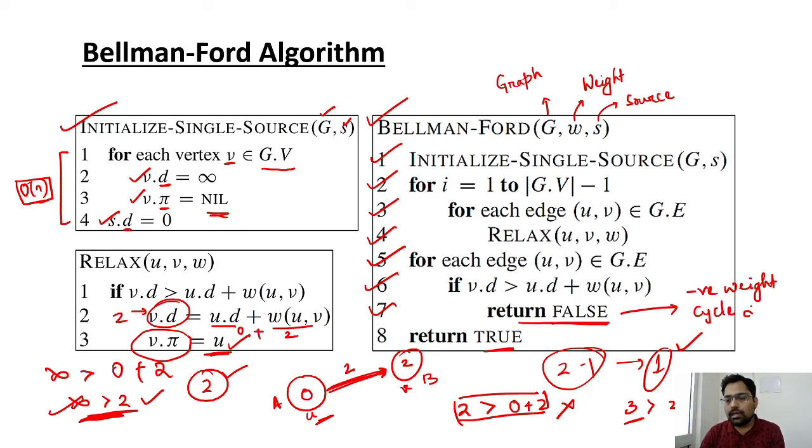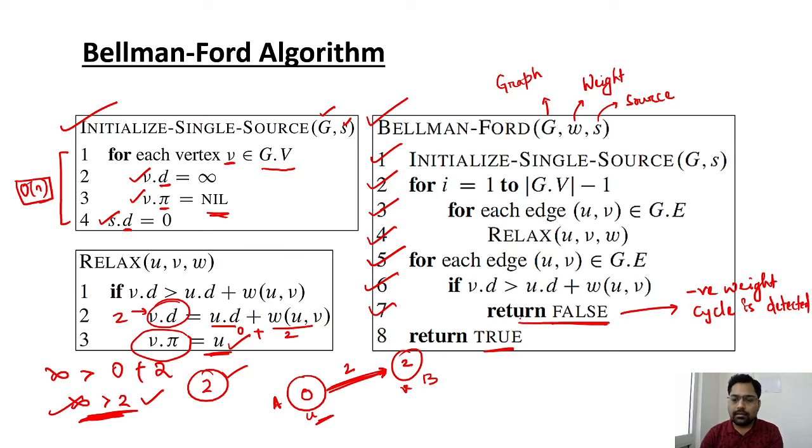negative weight cycle detected. Okay, so negative weight cycle is detected. If you got false, so negative weight cycle is detected. If you got true, so no negative weight cycle. Clear? So our main target is to check whether a negative weight cycle exists or not. So on the basis of that, we should focus with this answer.